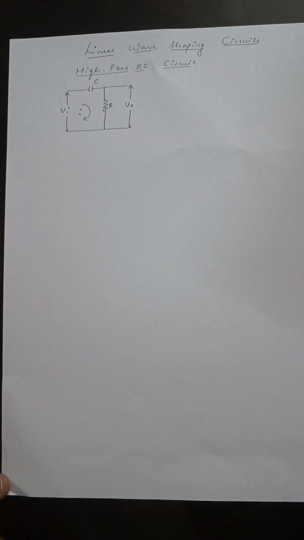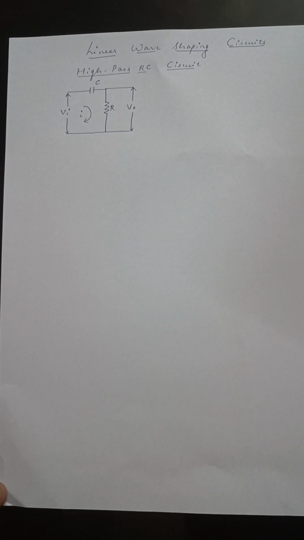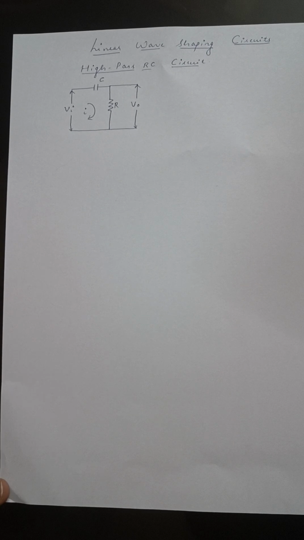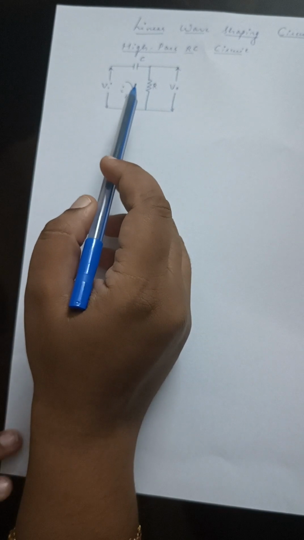The wave shaping circuits which make use of linear elements such as resistors, inductors and capacitors are known as linear wave shaping circuits. An important property of the linear system is that if you give input as a sinusoidal wave, we get the output also as a sinusoidal wave, and no other periodic waveform preserves its shape. Examples are RC, RL and RLC circuits, and one type of circuit is in the figure, that is the high pass RC circuit.